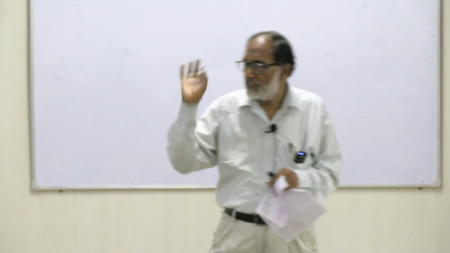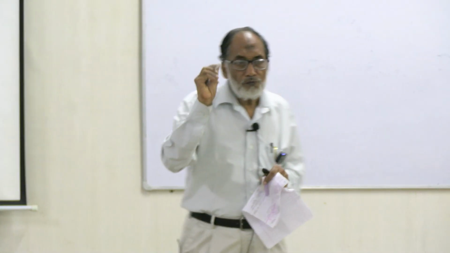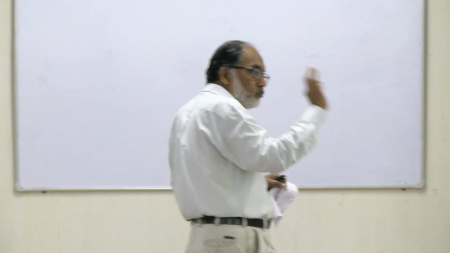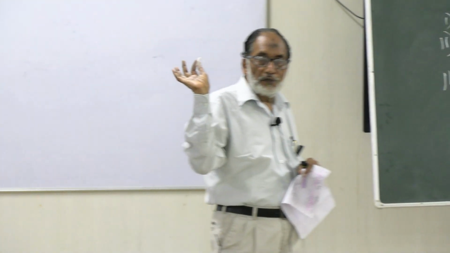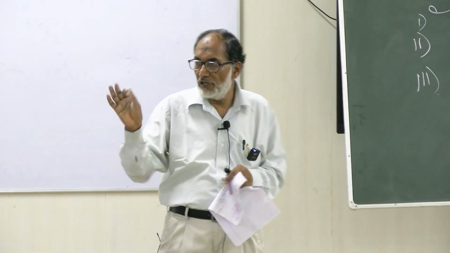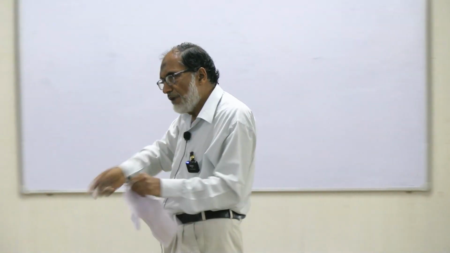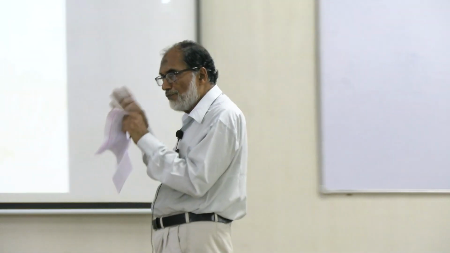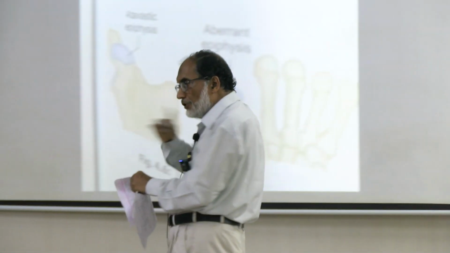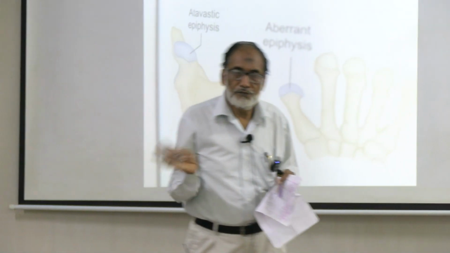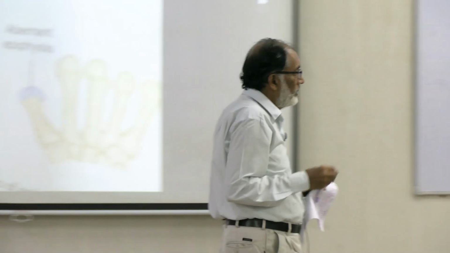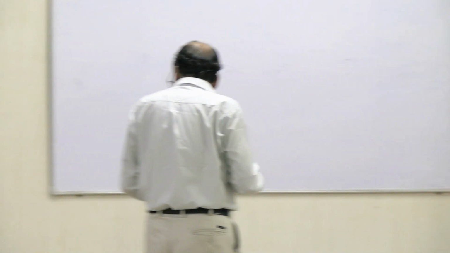Now the main characteristic is that this bone has no periosteum. Every bone is covered by an outer covering called the periosteum. This bone has no periosteum, right? Number 1 is no periosteum.